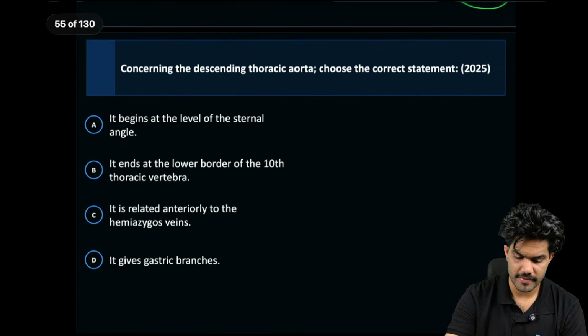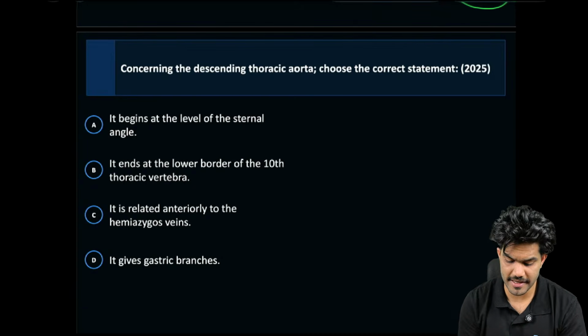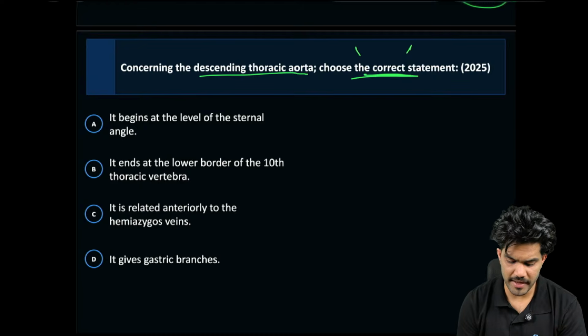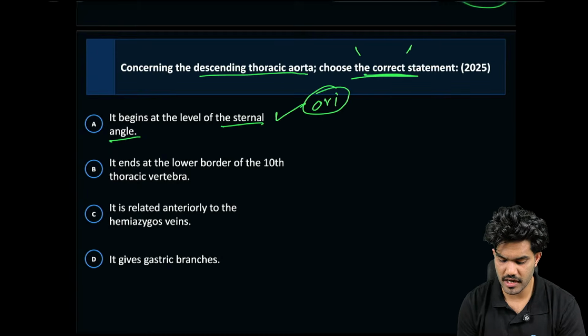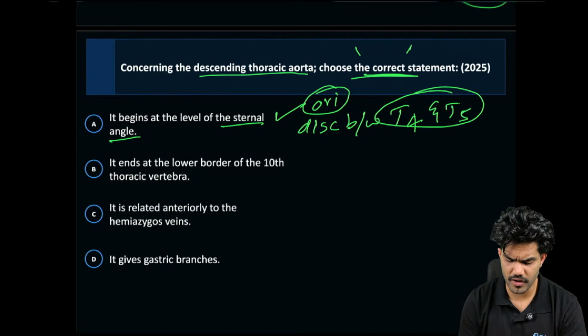Let's see, concerning descending thoracic aorta. Choose the correct statement. Okay. It begins at the level of the sternal angle. Yes, it begins. The origin of descending thoracic aorta is at the sternal angle, which is the disc between T4 and T5. It ends at the lower border of the 10th thoracic vertebra.